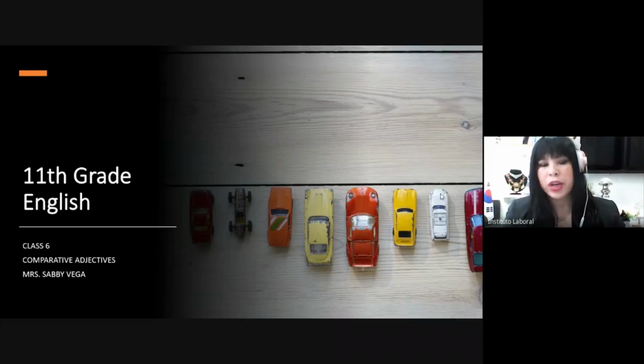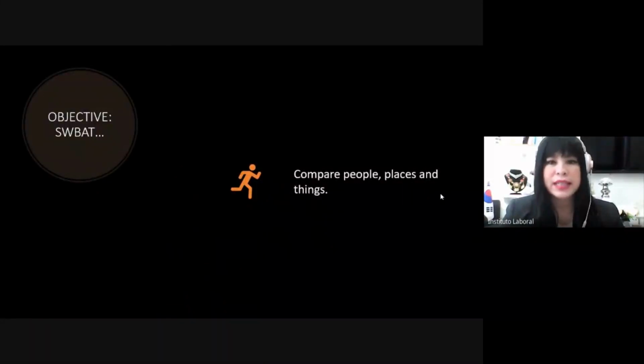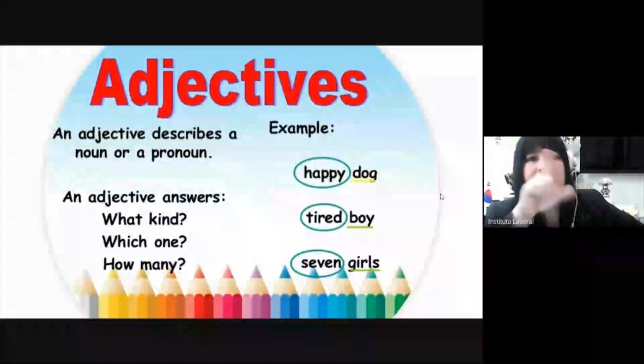Today, we are going to talk about comparative adjectives. So you will learn how to use comparative adjectives. The objective for today's class is to compare people, places, and things. How are you going to do that? How am I going to compare people, places, and things? Well, we are going to use adjectives.